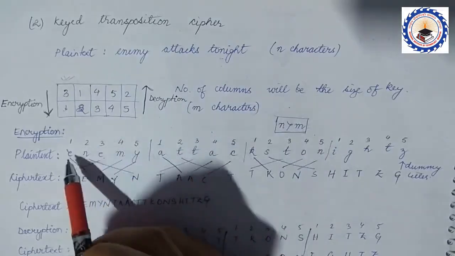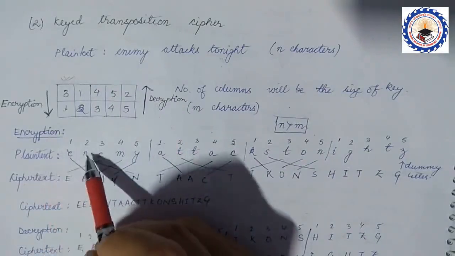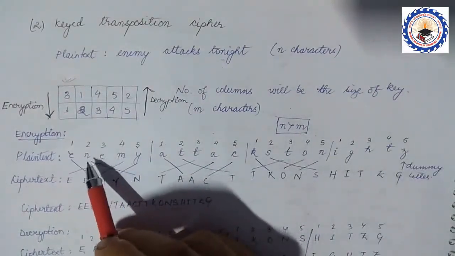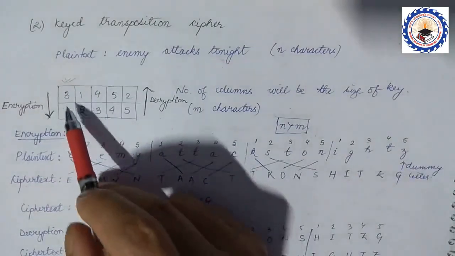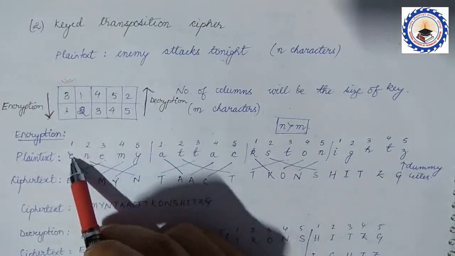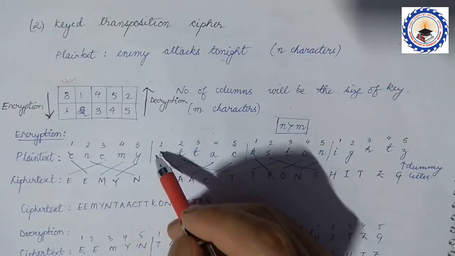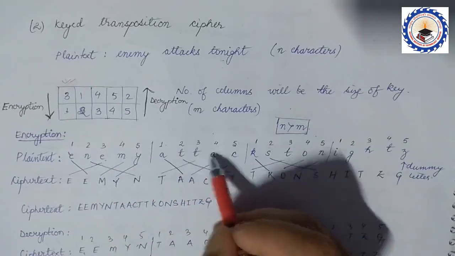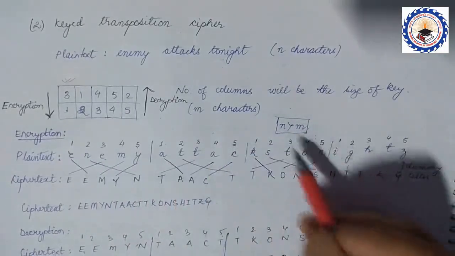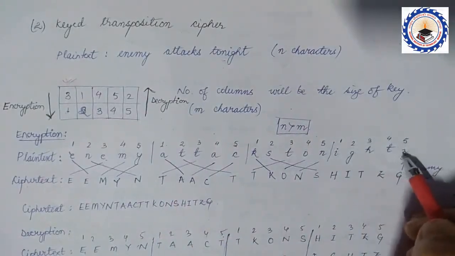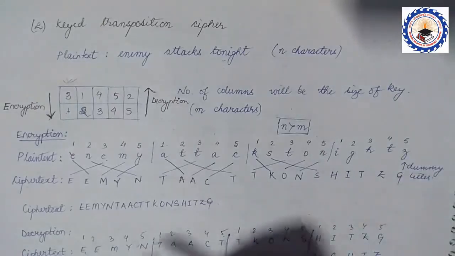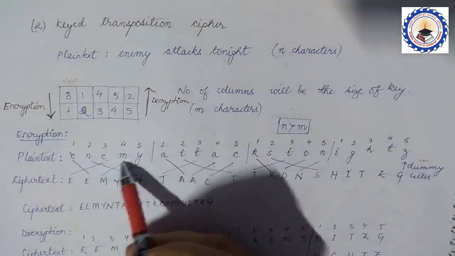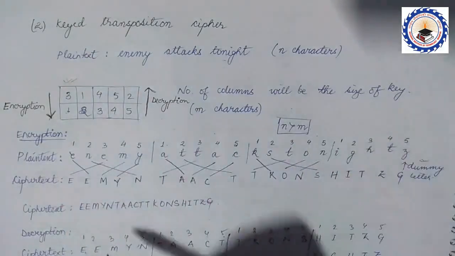part here. Suppose we are given the plain text: enemy attacks tonight. Since there are 5 letters in the key, we must form groups, and each group must have 5 letters. So first one, 1, 2, 3, 4, 5. This is the first group. Then 1, 2, 3, 4, 5, the second group. 1, 2, 3, 4, 5, the third group. 1, 2, 3, 4 for the last one, up to the end of this plain text. So we add a dummy letter, Z, here. We insert a dummy letter Z. Then we form groups of 5 letters each.